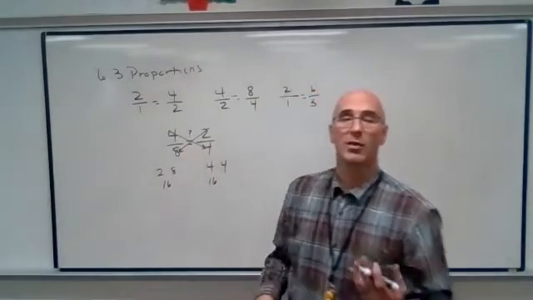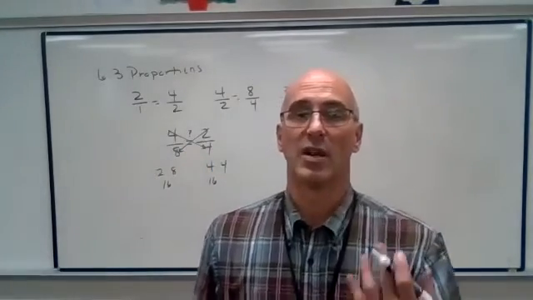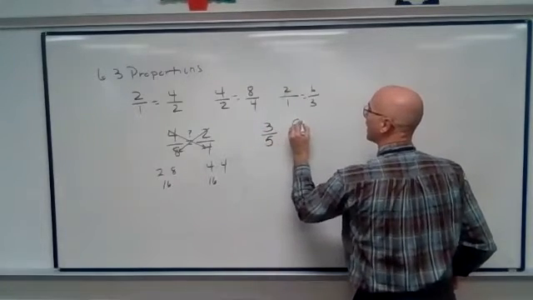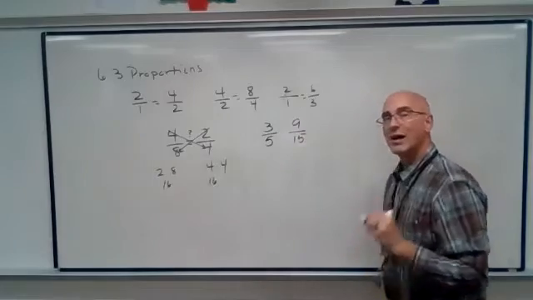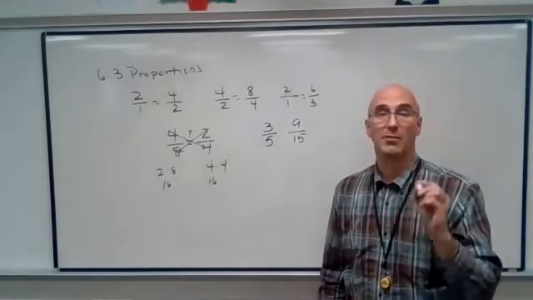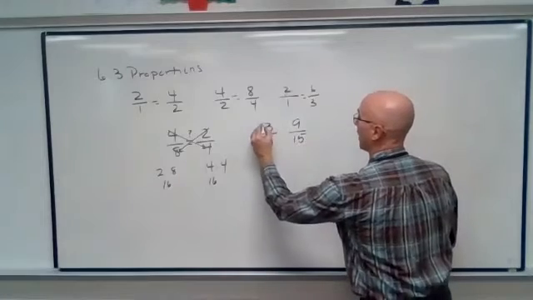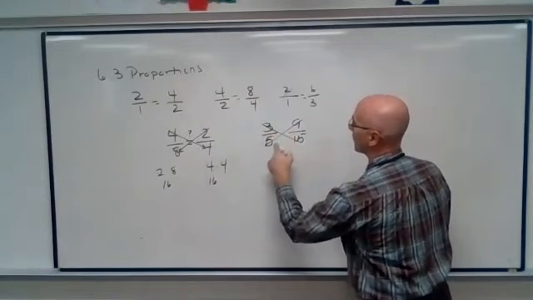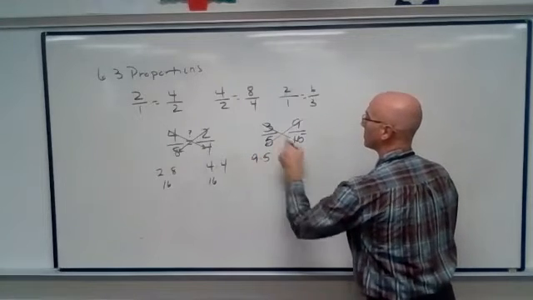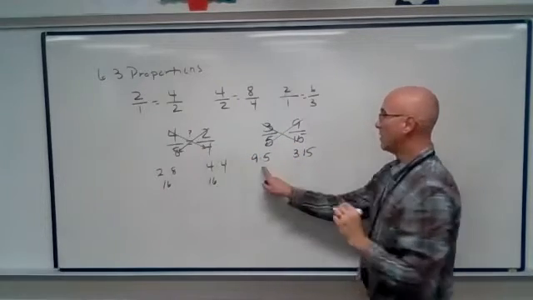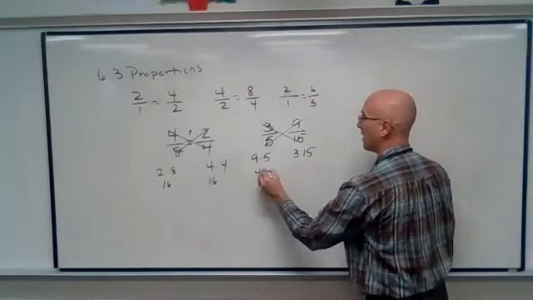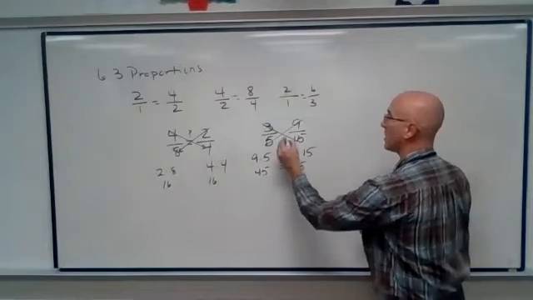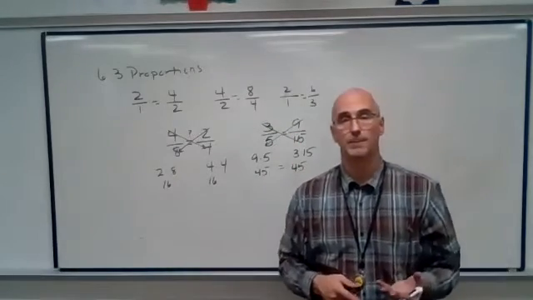Let's do another one. Let's see if another one is equal. We're going to do 3 to 5 and 9 to 15. I am going to cross multiply and find the cross product. I am going to go from upper to lower and multiply. This one is 9 times 5. This one is 3 times 15. 9 times 5 is 45. 3 times 15 is 45. So yes, these are equal. Therefore, it is a proportion.